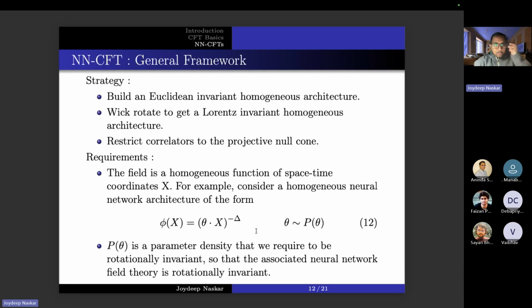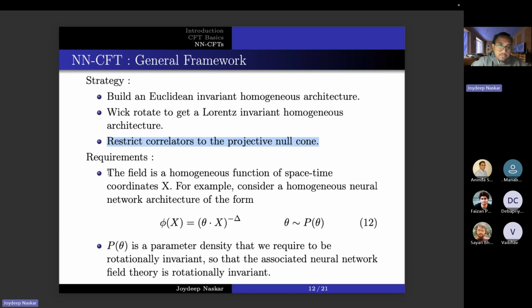So I'm going to take a particular strategy. This is not the only strategy; you could use some other strategy. In this framework, I will first build a Euclidean invariant homogeneous architecture. Then I will Wick rotate it to get a Lorentz invariant homogeneous architecture. And then I will restrict my correlators to the projective null cone.